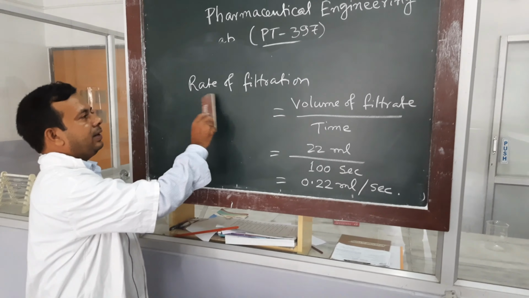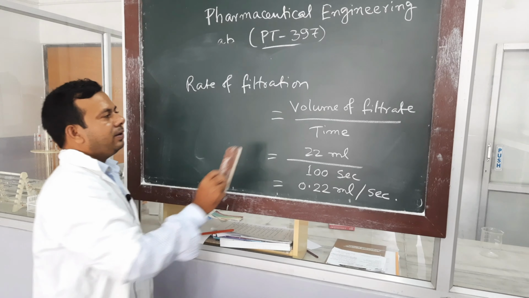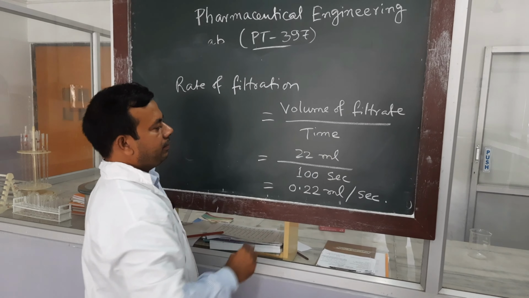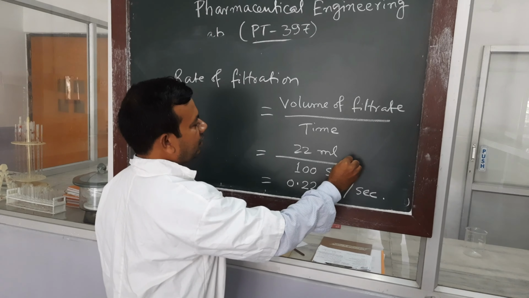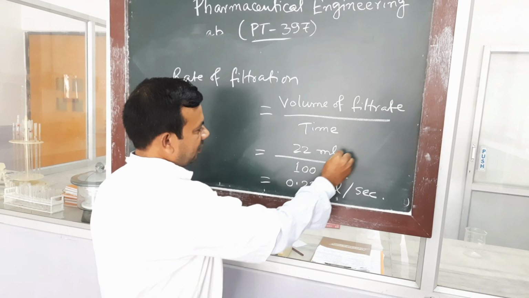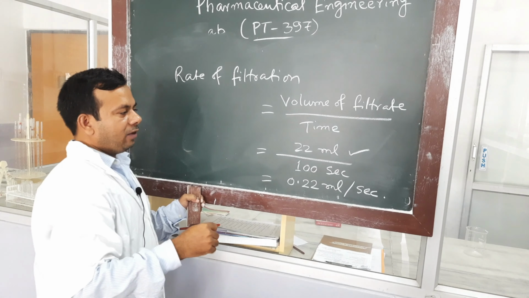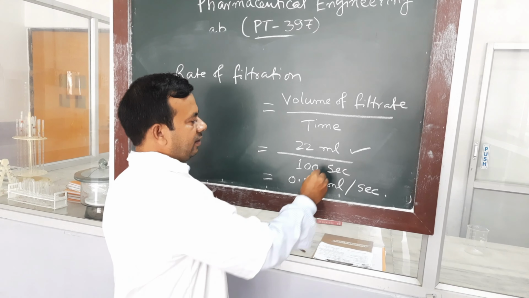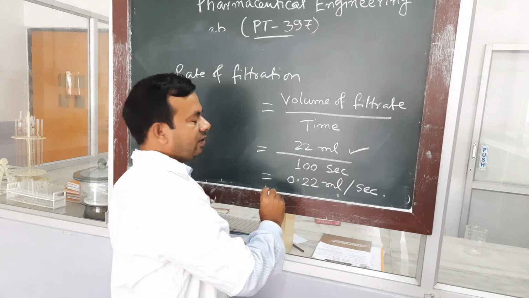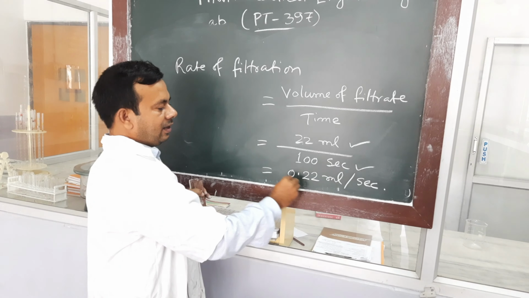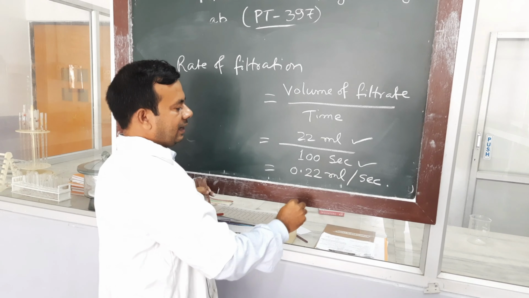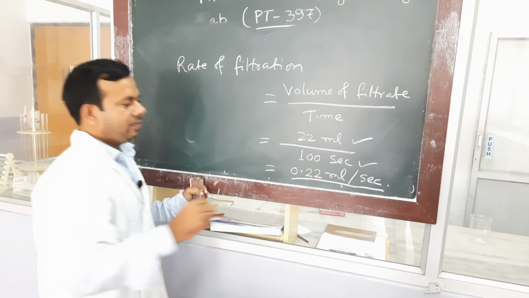Now we can calculate the rate of filtration. Rate of filtration equals to volume of filtrate divided by time. Now we have found that volume of filtrate collected in the conical flask is 22 ml, and time required for this much of filtrate is 1 minute 40 second. 1 minute 40 second equals to 100 second. So 22 ml divided by 100 second equals to 0.22 ml per second. This is the rate of filtration.